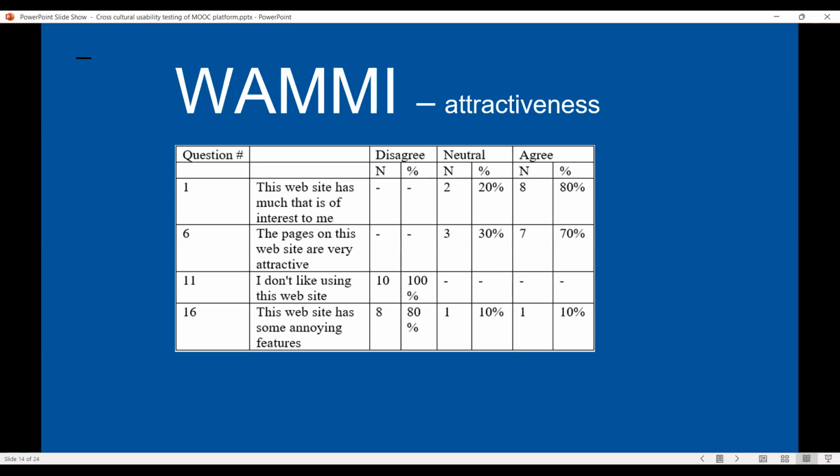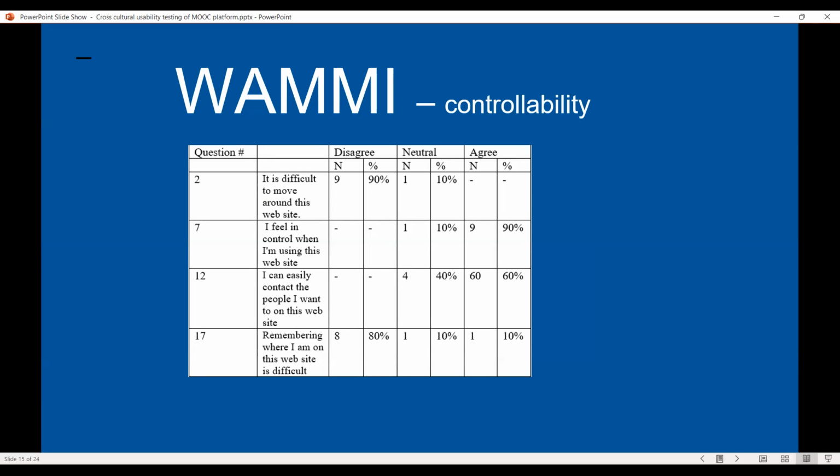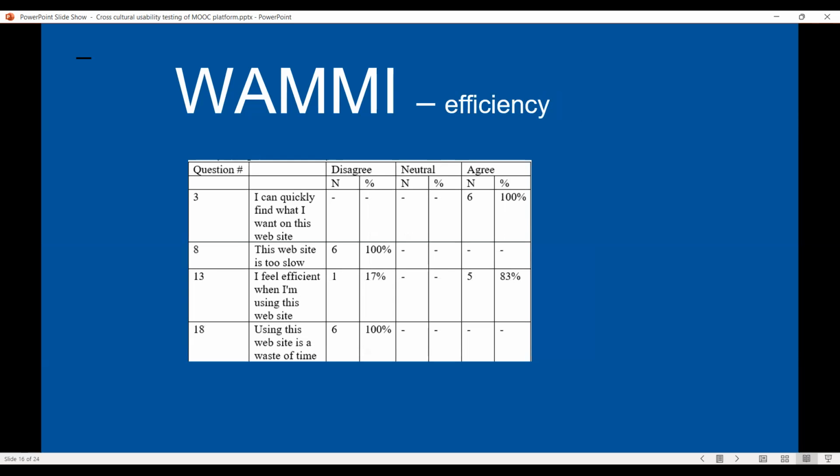In order to know more about the attractiveness of the website, participants gave answers to these questions. In order to assess controllability, these questions were asked: whether it is difficult to move around the website, or whether the participant is in control when on the website, and so on.